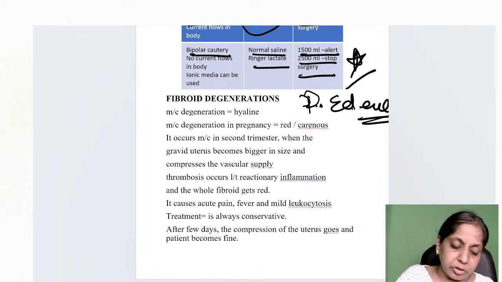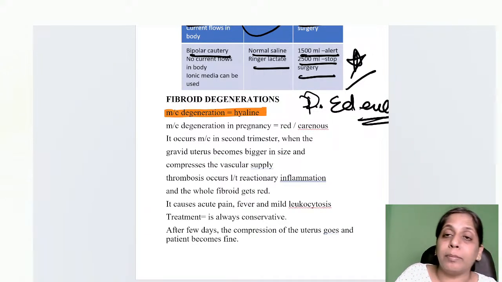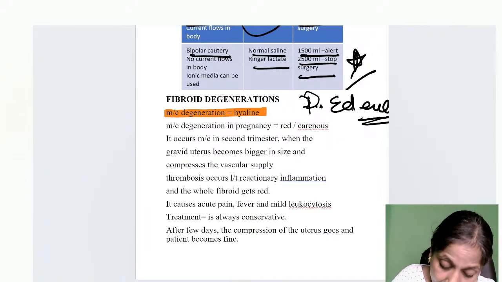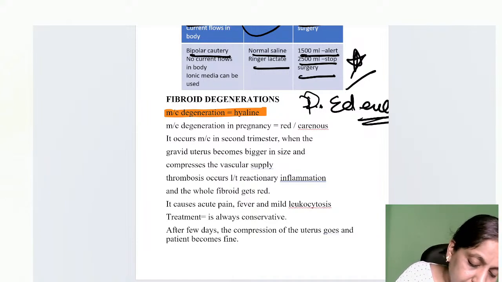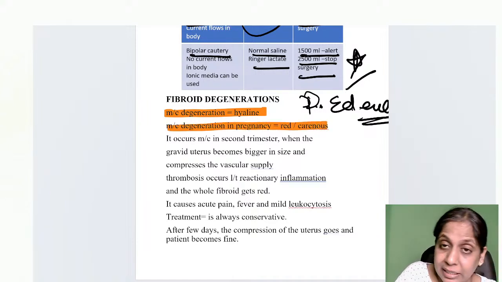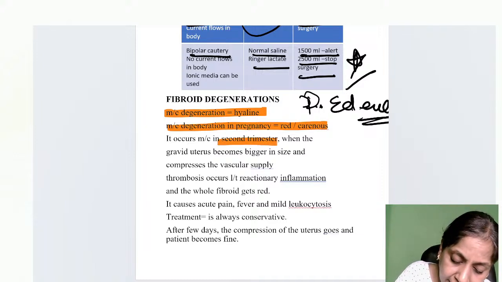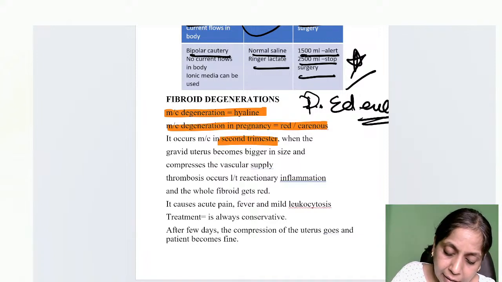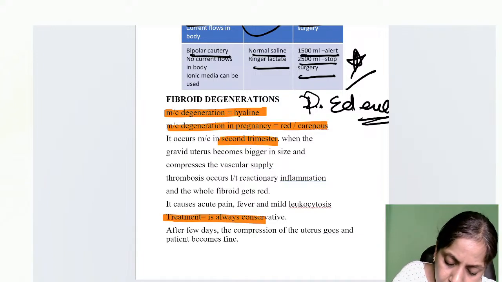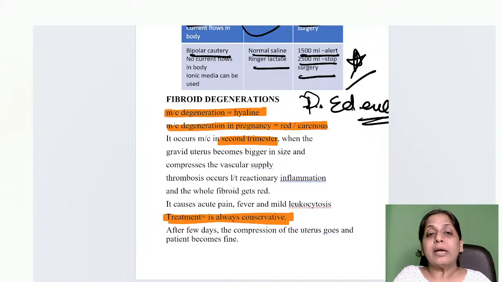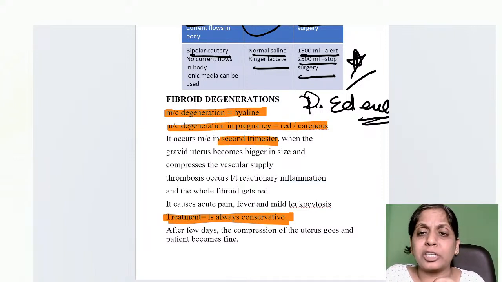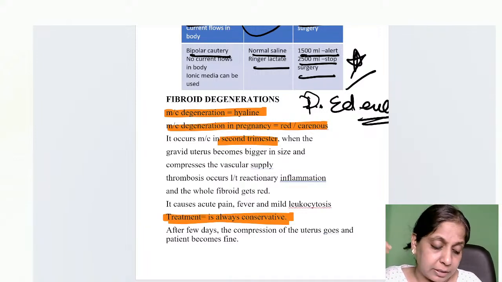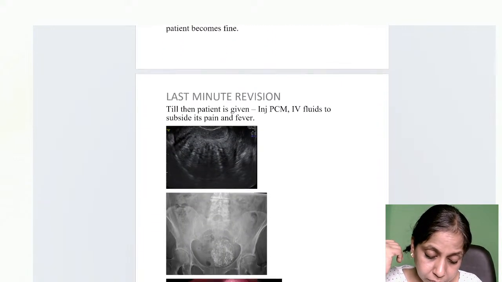Fibroid degeneration. You just need to remember that the most common degeneration is hyaline, and red degeneration occurs in pregnancy, specifically in the second trimester. They will ask you in which trimester it occurs. It occurs in the second trimester, and the treatment is always conservative. The patient has a lot of pain, but the treatment is always and always conservative, my dear students.